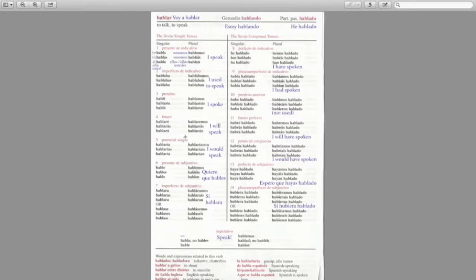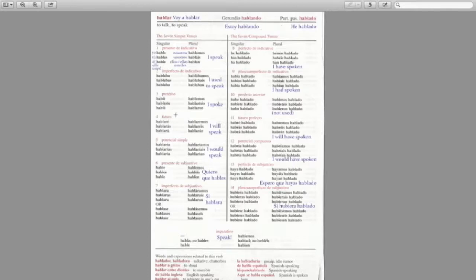Potential, simple, conditional sometimes. It's I would do this. Hablaría, I would speak. Hablarías, you would speak. Hablaría, hablaríamos, hablarían, would speak. Okay. I'm going to come back to 6 and 7. Jump up to 8 real quick.